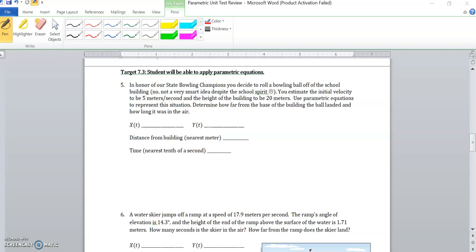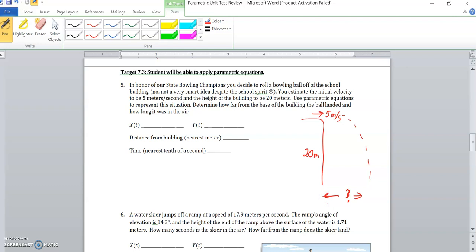Yeah. So, I mean, if you wanted to draw it, you've got a building, height of the building is 20 meters, and 5 meters per second. So the question is, how far away does it land?